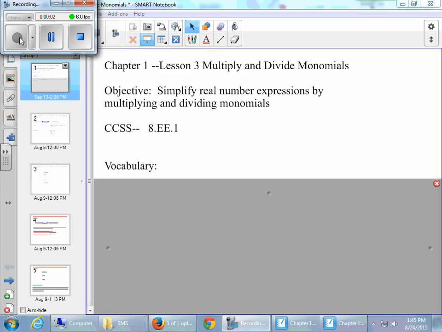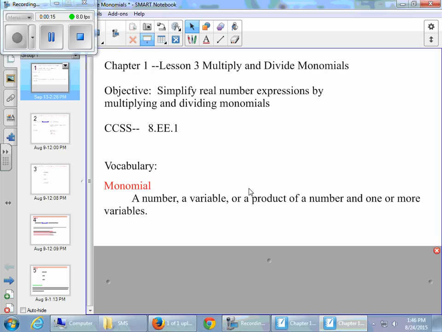Welcome to Chapter 1, Lesson 3, Multiply and Divide Monomials. Our learning target objective for this lesson is to simplify real number expressions by multiplying and dividing monomials. And let's look at our vocabulary word for this lesson. Monomial: a number, a variable, or a product of a number and one or more variables.